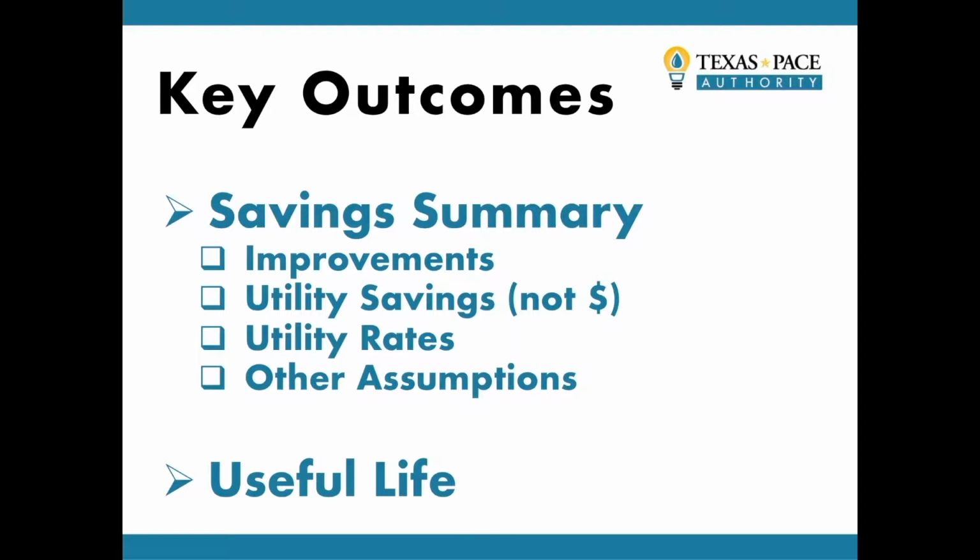At the end of the analysis, there are two main outcomes that we're ultimately looking for. The first is on the savings side, and that will be in the form of a savings summary. We'll need to know what the improvements are, what the measures are. We'll want to know their utility savings, not in dollars, but in their respective utility unit. We'll want to know the utility rates that go into calculating the cost and the savings, and any other assumptions you made as part of the savings calculation. The second main thing we will want to see is the useful life. We've already walked through what that calculation looks like, but we view it as a key outcome from your analysis.